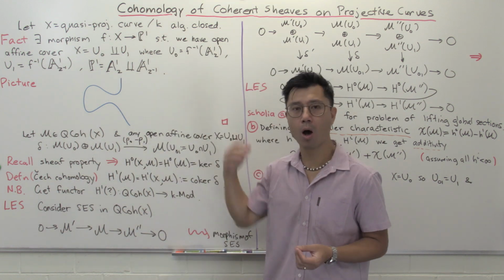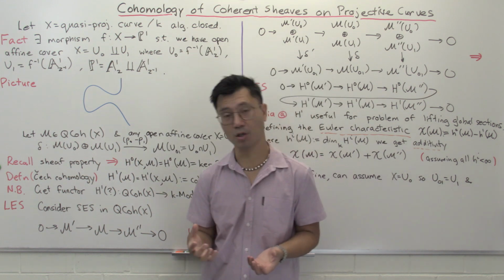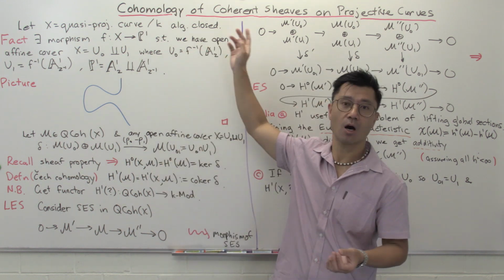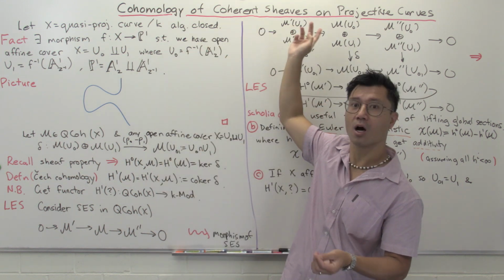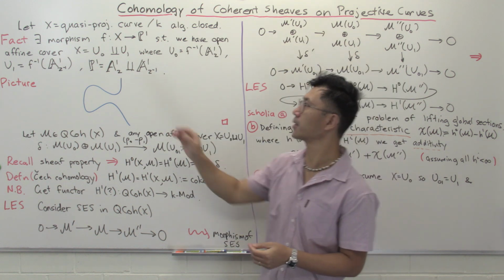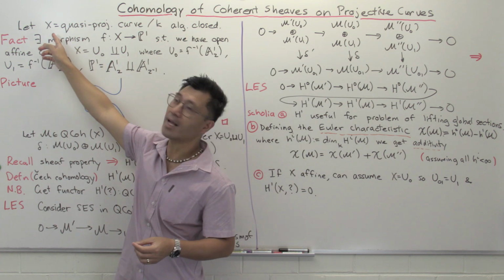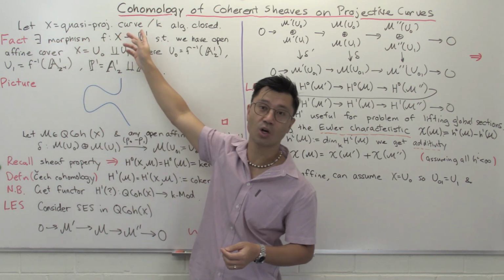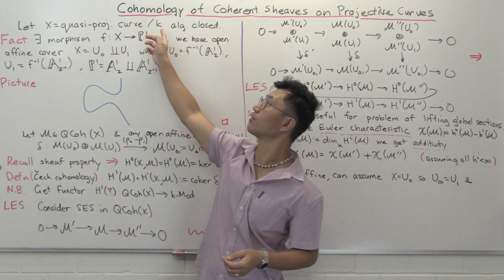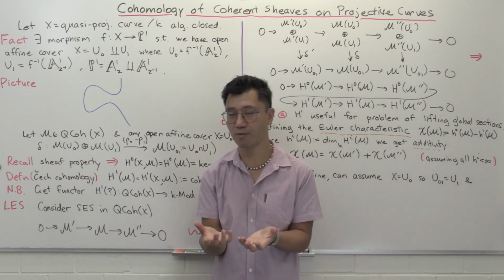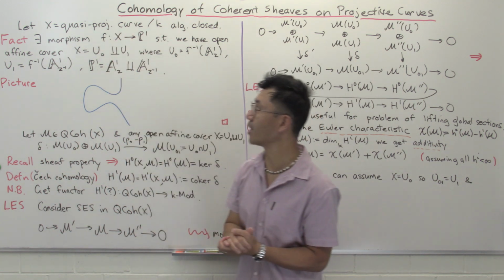In this video, I want to give you a working definition for the cohomology of coherent sheaves on a projective curve. We'll work slightly more generally in this video. Let X denote some quasi-projective curve over an algebraically closed field K. That's some quasi-projective variety which is one-dimensional.